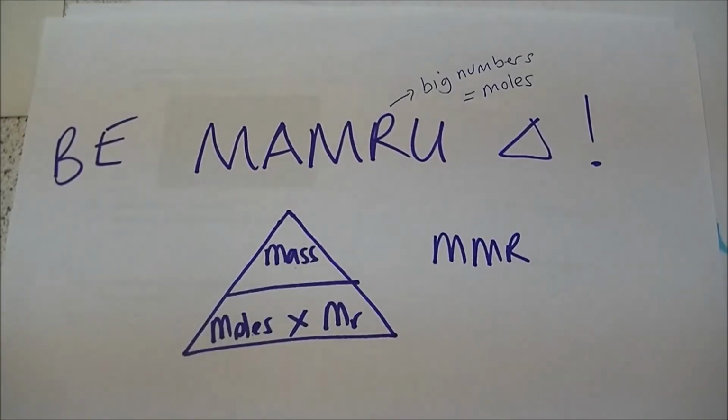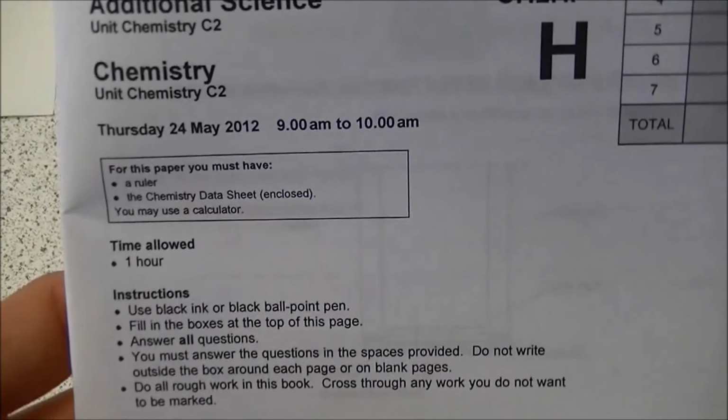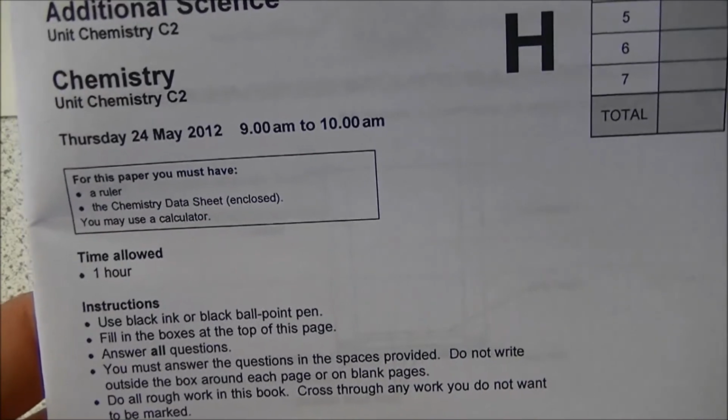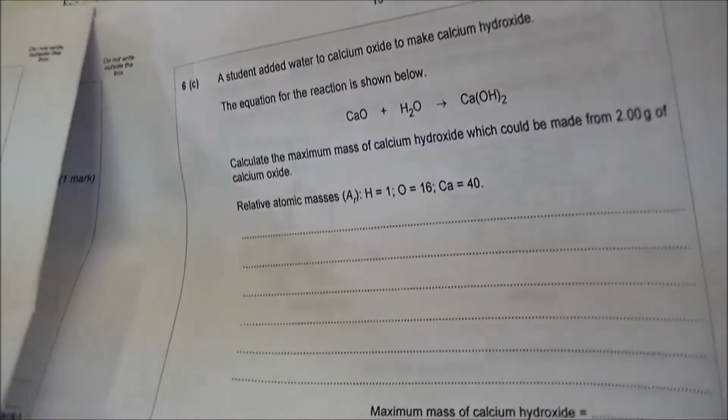Here's a further couple of examples if you want to practice your calculating mass calculations. So remembering that the mnemonic we're going to use is BE MAMRU, and now I'm using the 2012 paper. So again, it's C2 Higher Paper Chemistry. This one is May 2012. Again, you can find these online or get them from us. And this is the question. If you want to follow it yourself, you could obviously pause the video at this point and write that down.